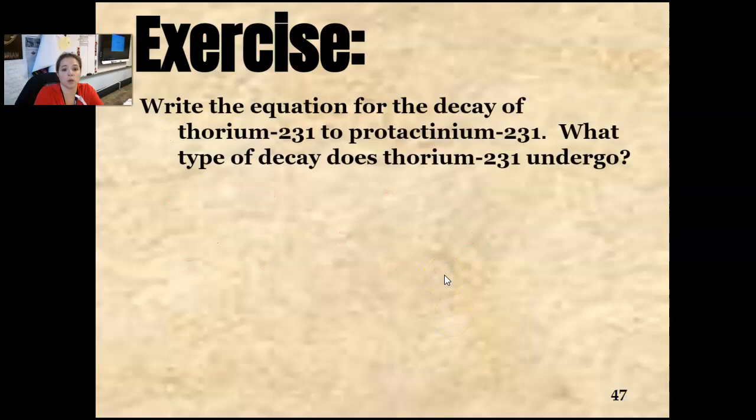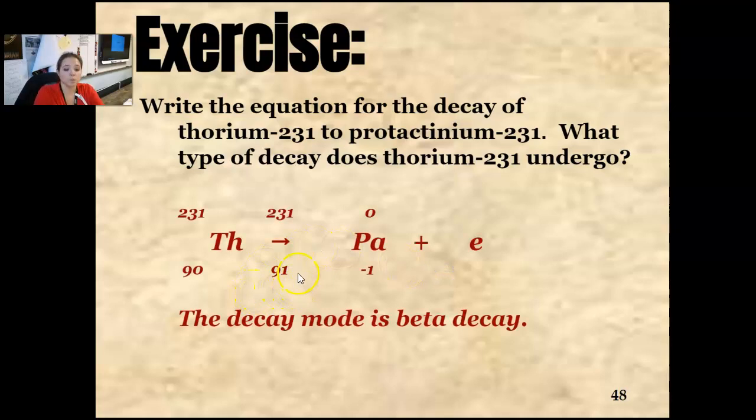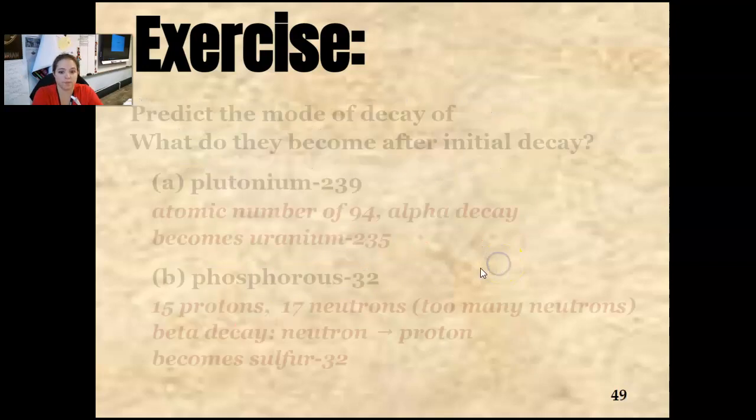Let's look for the equation for the decay of thorium 231 to protactinium 231. What type of decay does thorium undergo? When we do this, we keep 231 on the top, so it's going to be zero. Thorium is 90, protactinium is 91. So 91 on this side minus 1 has to be 90. This is a beta decay.